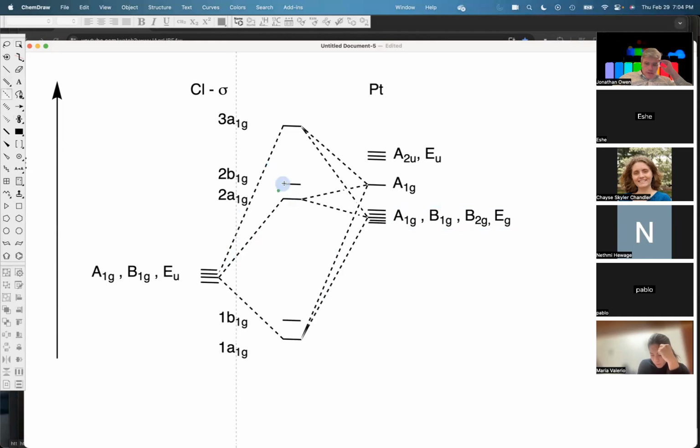So I'll throw in some lines here. Boom. Boom. And some B1G line there. Boom. And boom. All right. What else is left?